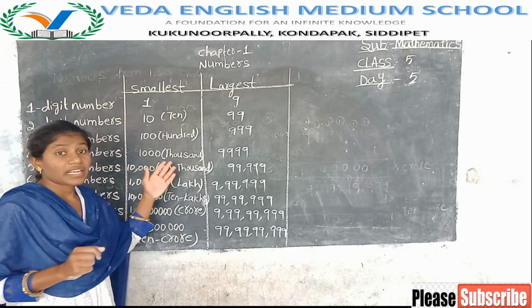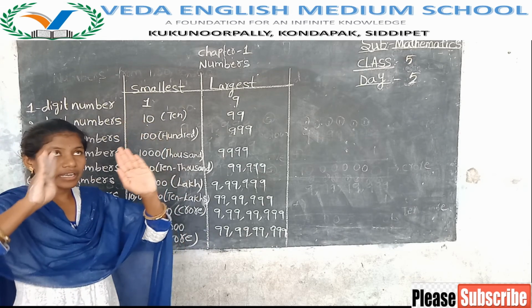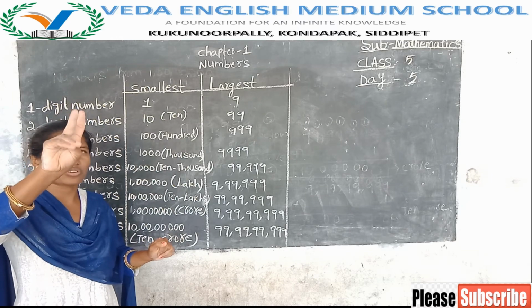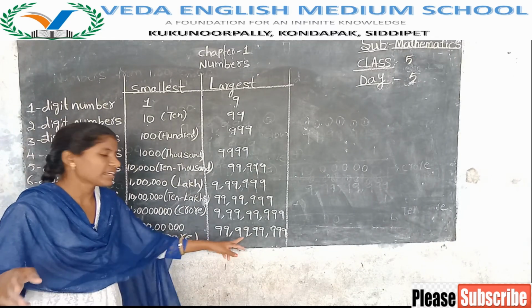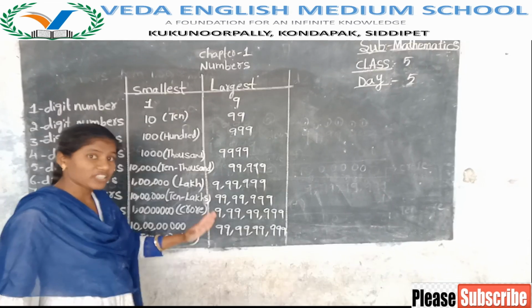99,999. Like this. The 9 digit largest number: 9 digits means 9 nines are there. Count the place values: 1s, 10s, 100s, thousands, 10,000s, lakhs, 10 lakhs, crores, 10 crores. 99 crores, 99 lakhs, 99,999. You have to remember like this.